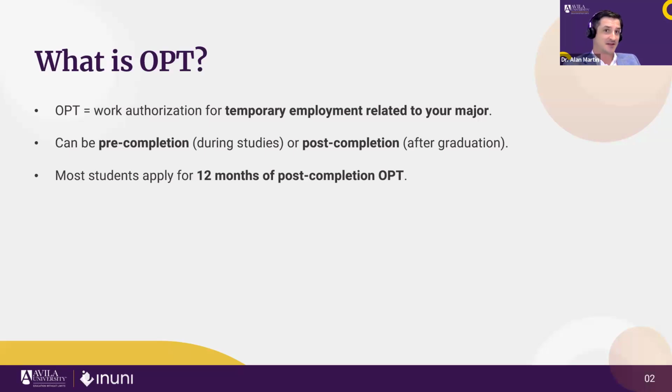grants you the eligibility to work for up to 1 year in the field related to your study after you graduate. So again, it has to be related to your degree program of study. So if you are in business administration, your employment during OPT must be related to business administration. If your degree is classified as a STEM degree, there is also the option of applying for an additional 2 years on top of that, so a total of 36 months of OPT.